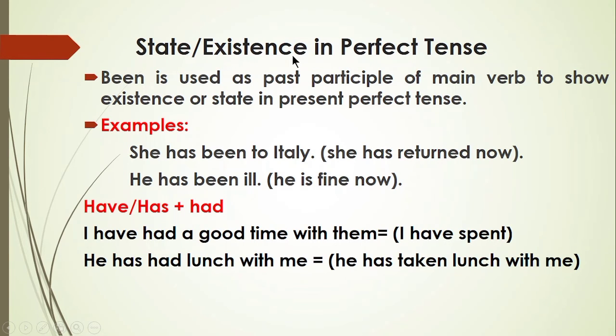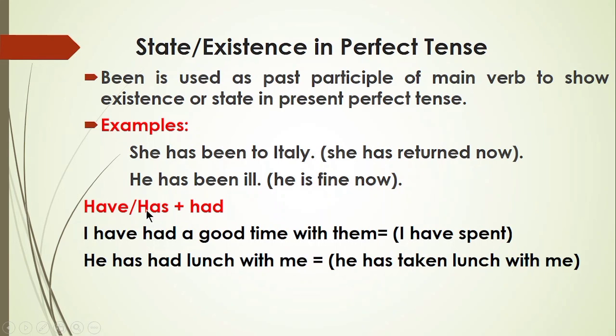Sometimes we also use present perfect tense for state or existence. In this way, been is used as the past participle of the main verb to show existence or state in present perfect tense. For example, she has been to Italy. Been is equal to lived or has gone to Italy. He has been ill. So been shows the state or the condition. He is fine now, but he has been ill.